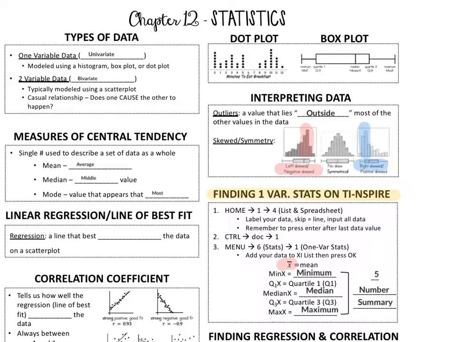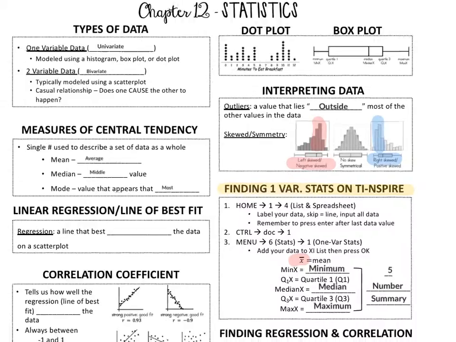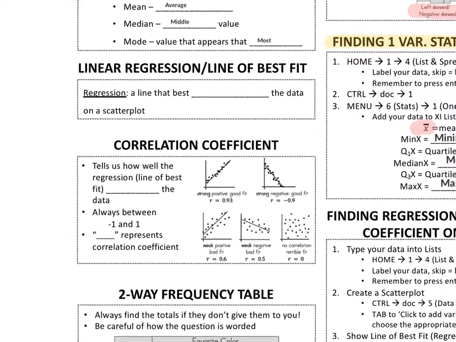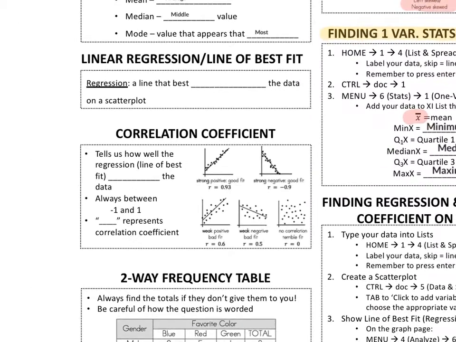Okay, so far that's all about one variable data. Let's go and look at what happens when you have two variable data. So you're going to have your x and your y. We're going to look over here at your linear regression or line of best fit. Those terms can be used interchangeably, so make sure you know both of them because a question might ask using either of that vocab. So regression, or the line of best fit, is a line that best estimates the data on a scatter plot. So we're going to use these examples below here under correlation coefficient for a second.